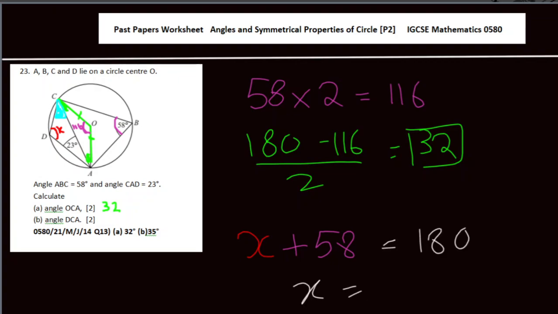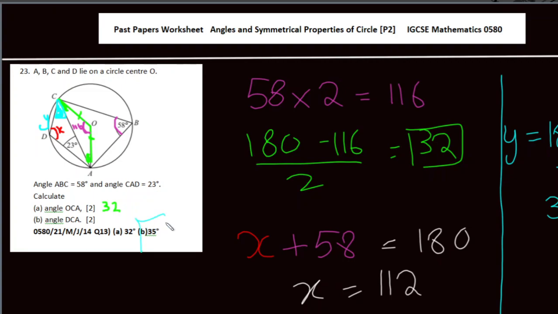So x will be equal to 180 minus 58, which comes out to be 112, and we actually need the blue angle, so let's call that y. Then y would be 180 minus 112 minus 23, which gives us 35, which is the answer.